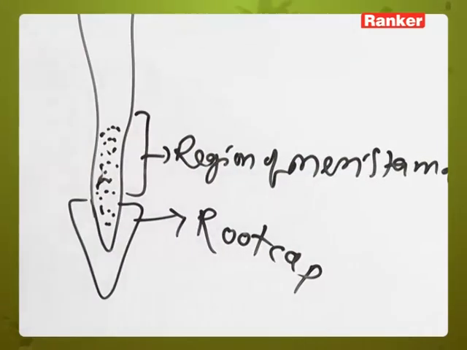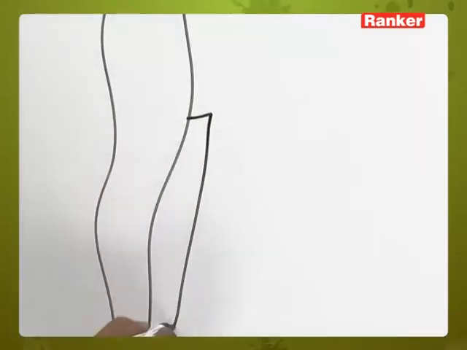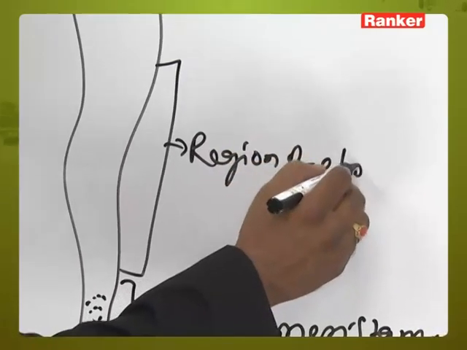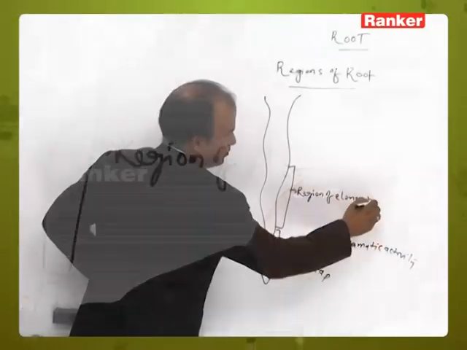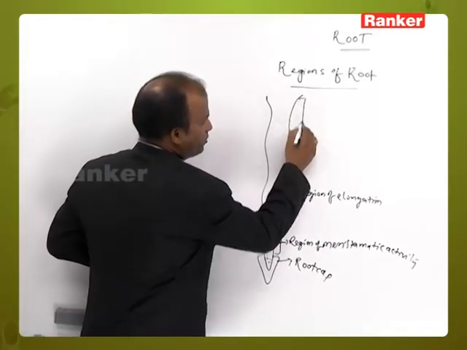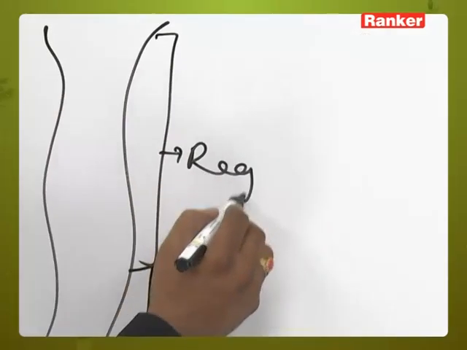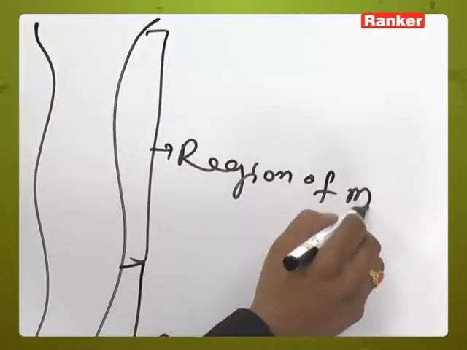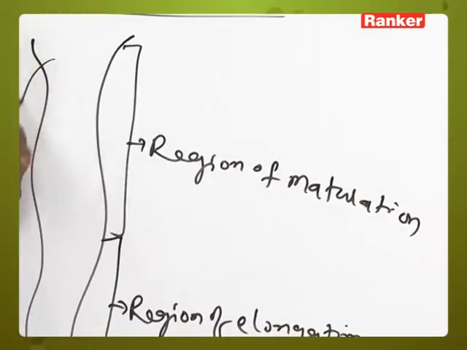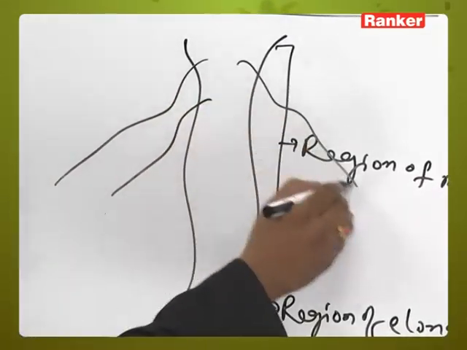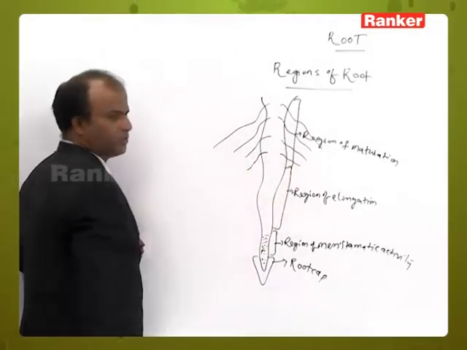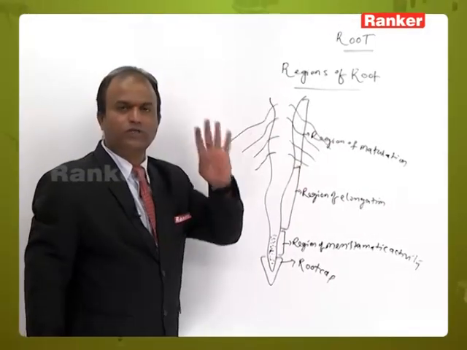Proximal to the region of meristematic activity, it shows region of elongation. Proximal to the region of elongation, it shows region of maturation. This is nothing but the region of maturation. Now, regions of root, it shows 4 parts.